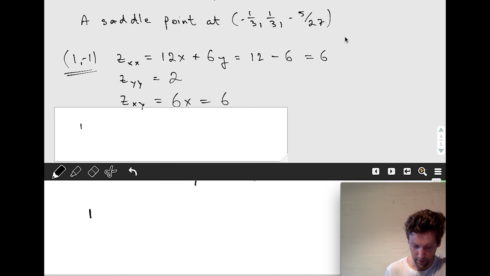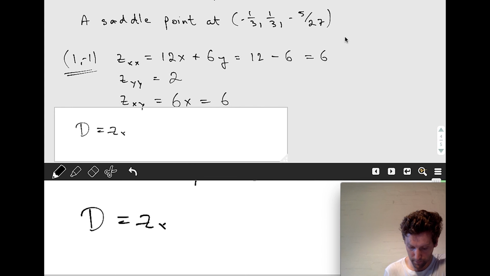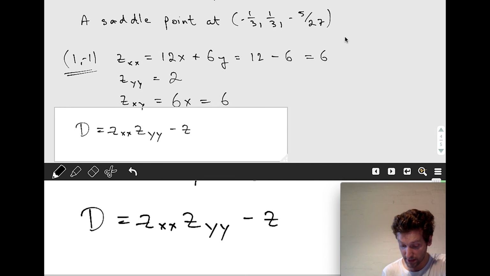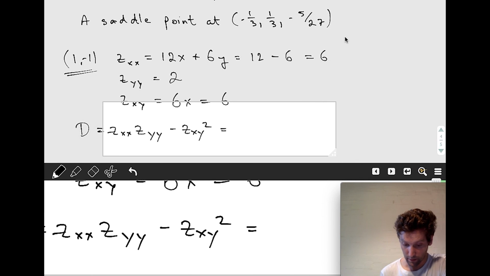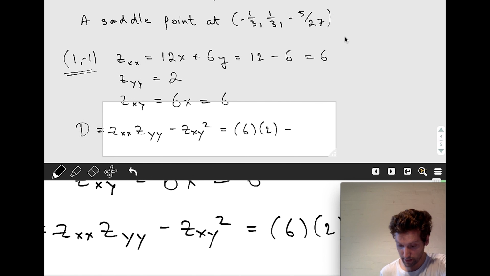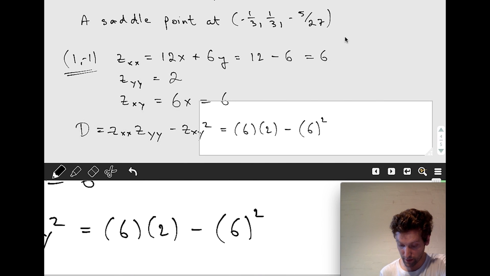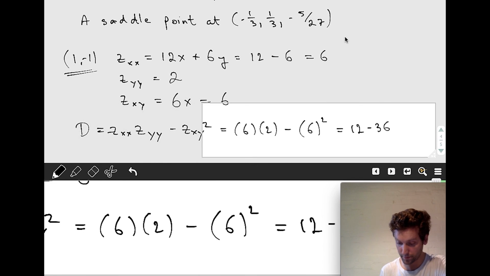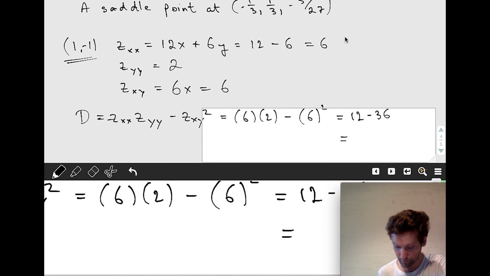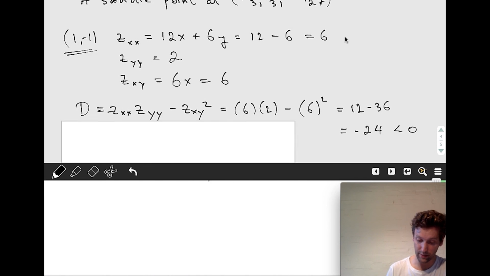So our function D, zxx times zyy minus zxy squared, is going to be equal to 6 times 2 minus 6 squared. So that's equal to 12 minus 36. It's equal to 24 minus 24, which is less than 0. So we're dealing with a saddle point again here.